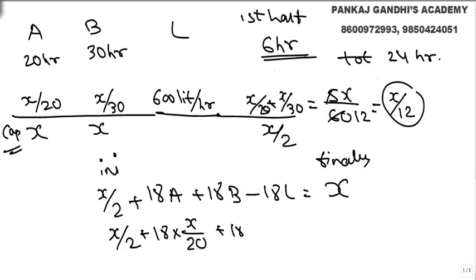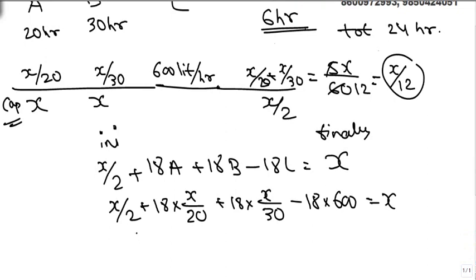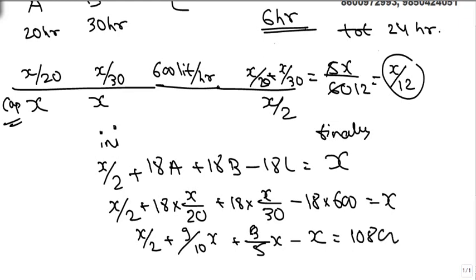X by 20, X by 30 equal to X. Let's try to solve it here. What we have done, let's first finish it off. So we get X by 2 plus 9 by 10X plus 3 by 5X minus X equals 10,800. Solving it, we get X is 10,800.